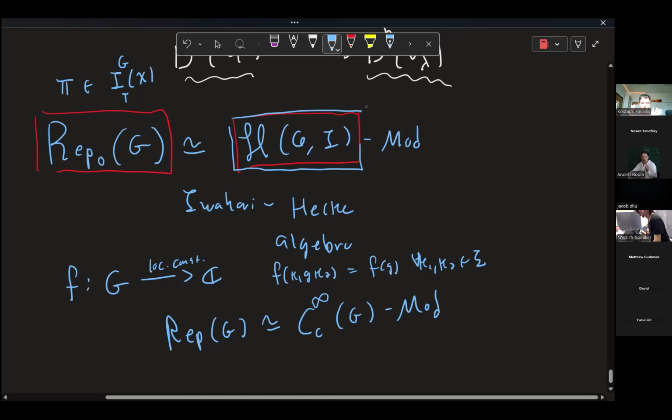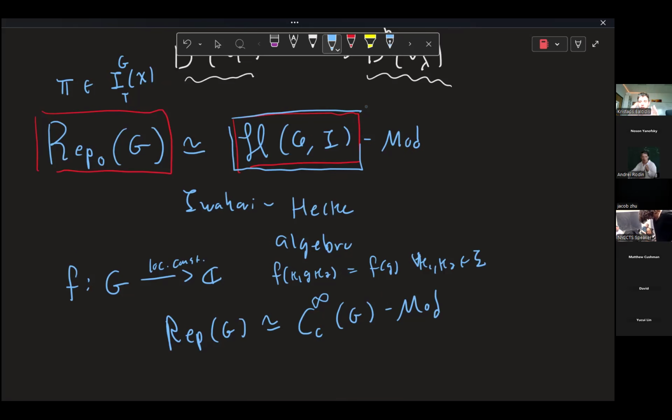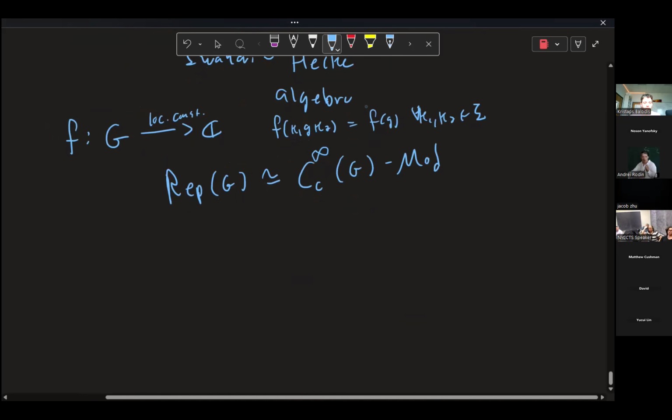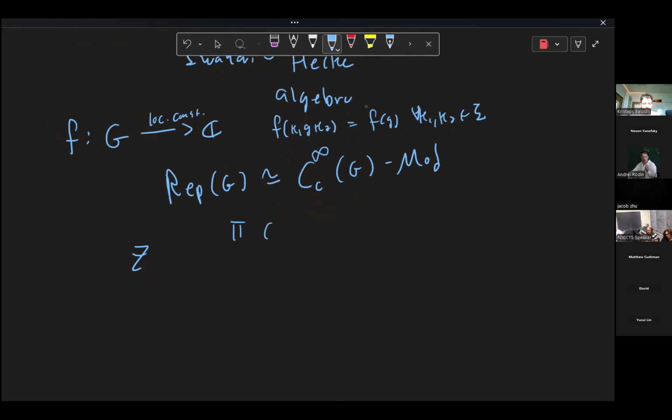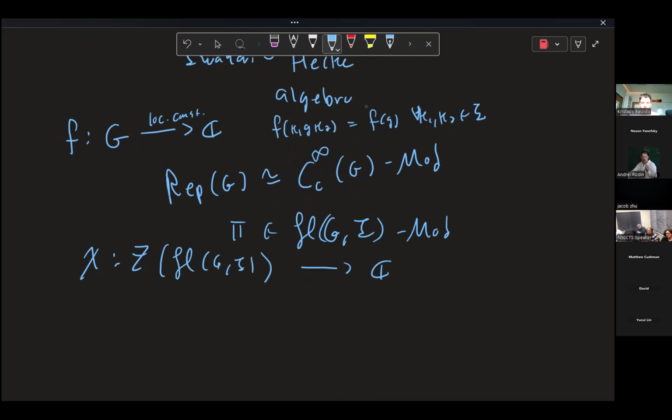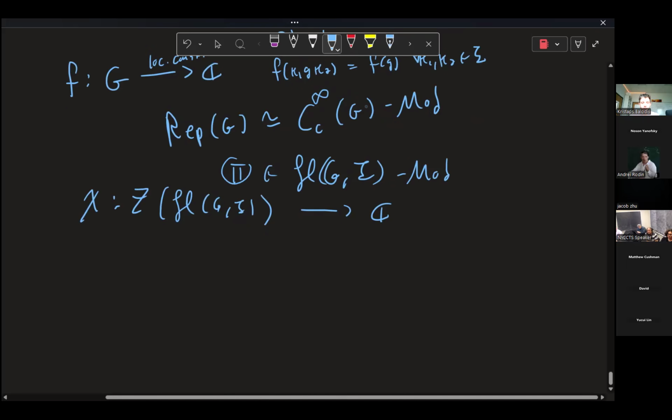In particular, I'm not sure if anyone's familiar with Schur's lemma in representation theory. Basically, it says that if you have an irreducible module for this algebra, then the center of this algebra should just act by a scalar. So you could call it a character. Each irreducible representation will act by some character.